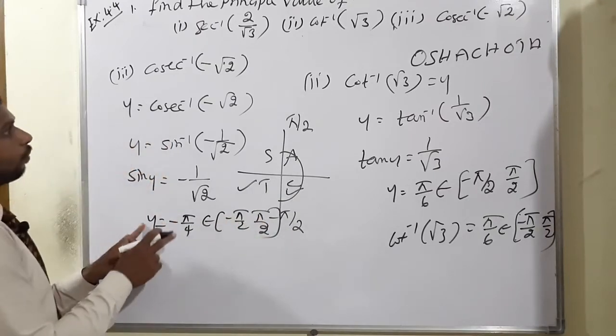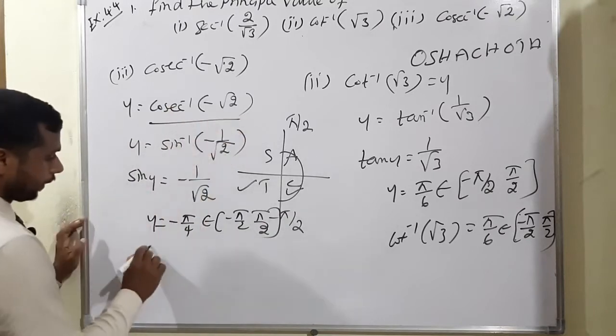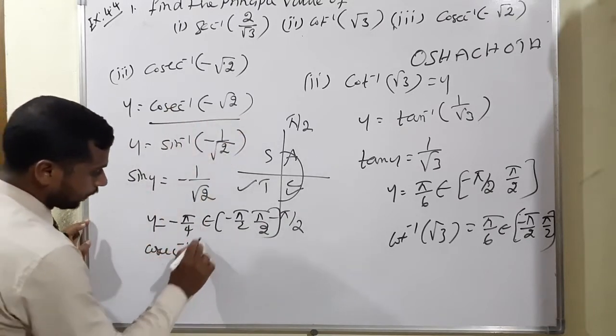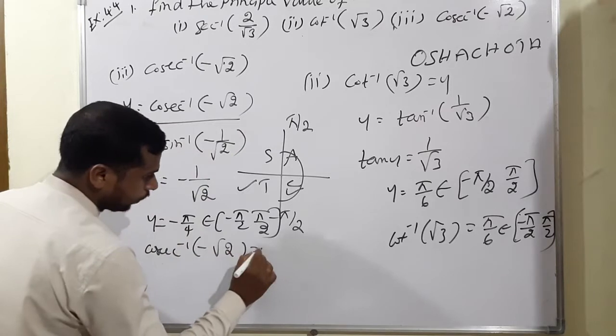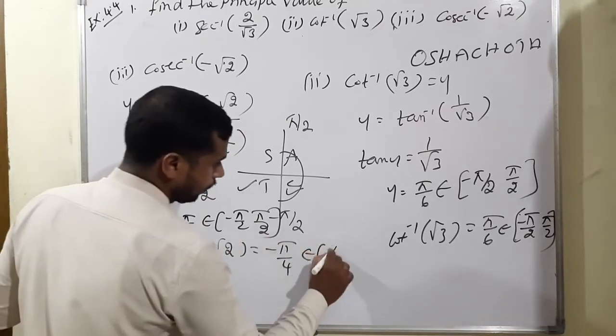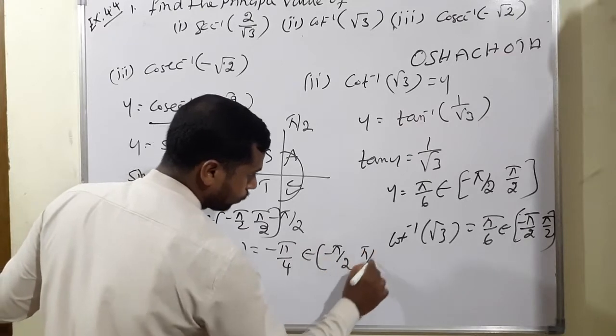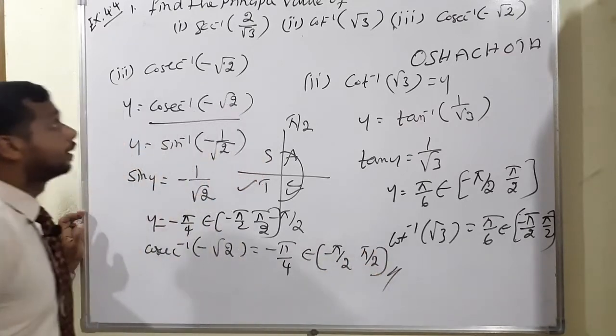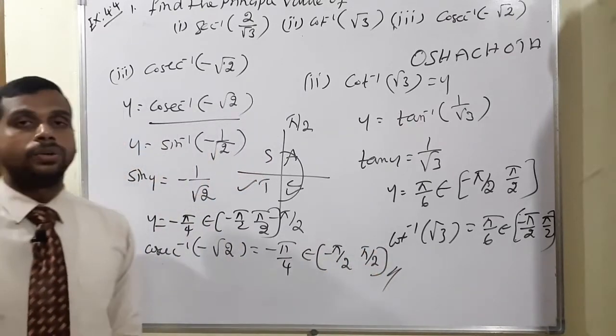Therefore, what is the meaning of y? Cosecant inverse of minus root 2. Therefore, cosecant inverse of minus root 2 is equal to minus pi by 4. It belongs to negative pi by 2 to positive pi by 2. That is our answer. Okay. I will continue the next question.